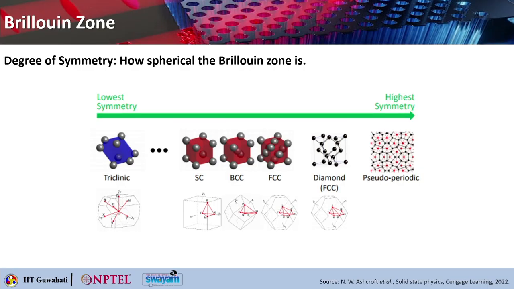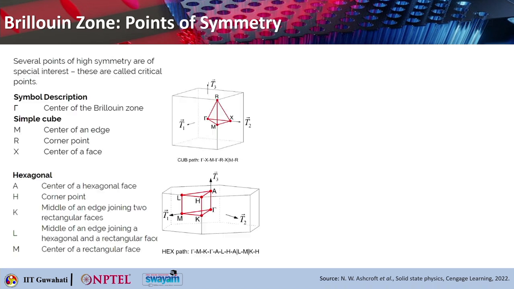So, in terms of symmetry, if you put this, triclinic has got the lowest symmetry, okay, and then from simple cubic, this is the Brillouin zone, okay. Then you have what is marked inside is the irreducible Brillouin zone, okay. And then for BCC, this is the Brillouin zone, and this is the FCC Brillouin zone, which you have seen. Even for diamond, you can get FCC Brillouin zone. So, more or less, you can see that the FCC one has got the highest symmetric Brillouin zone among all Bravais lattices. And then if you go to pseudo-periodic structure, they have the highest symmetry in terms of the Brillouin zone.